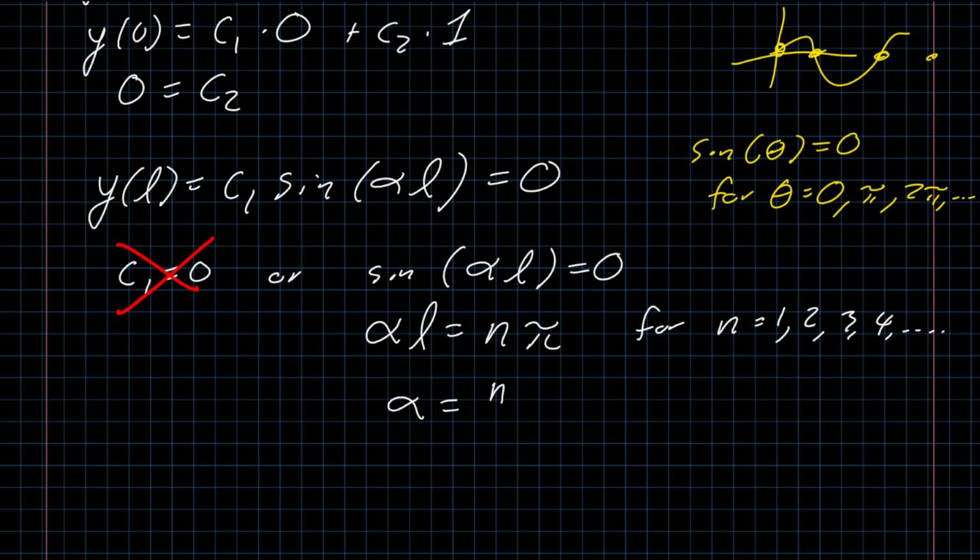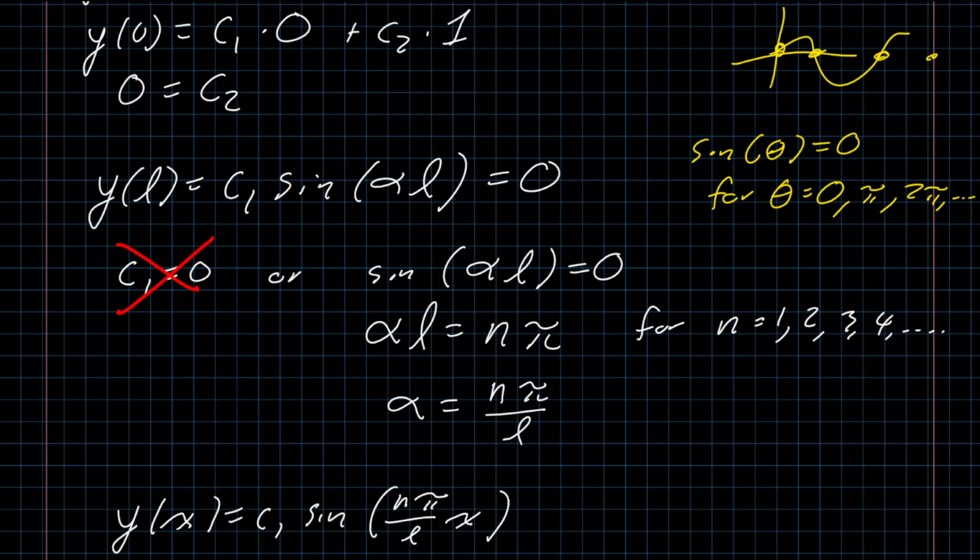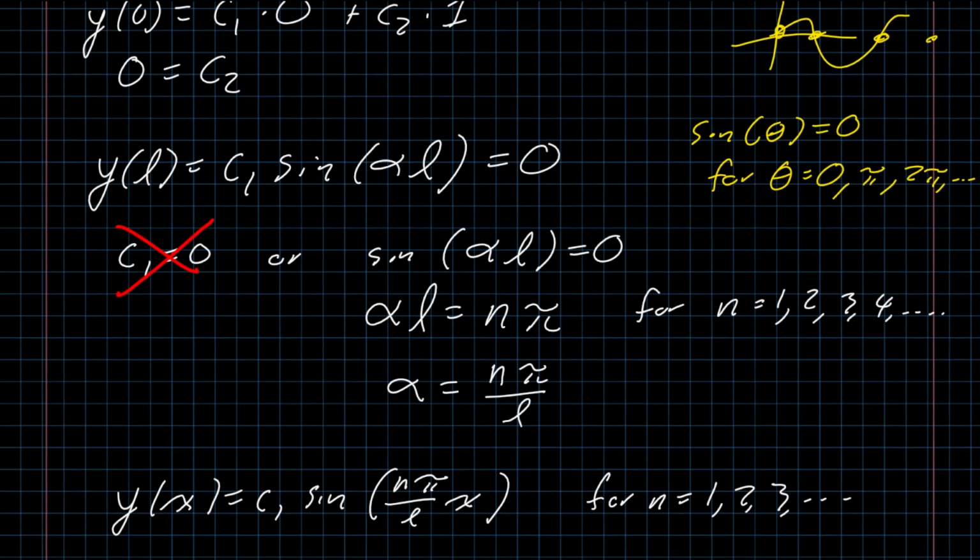So if I just rearrange this equation, I get that alpha is n pi over L. And I can plug that back into my solution here, and we get that y of x is equal to c1 times the sine of n pi over L times x. Again, for n being some of our constants.